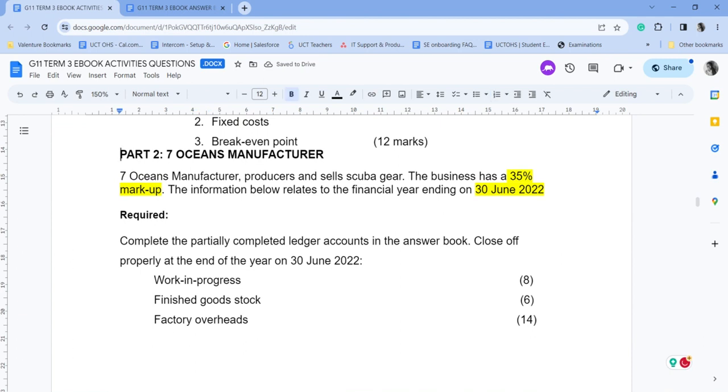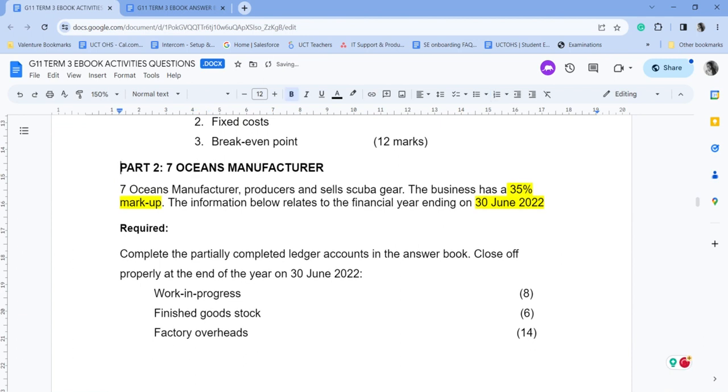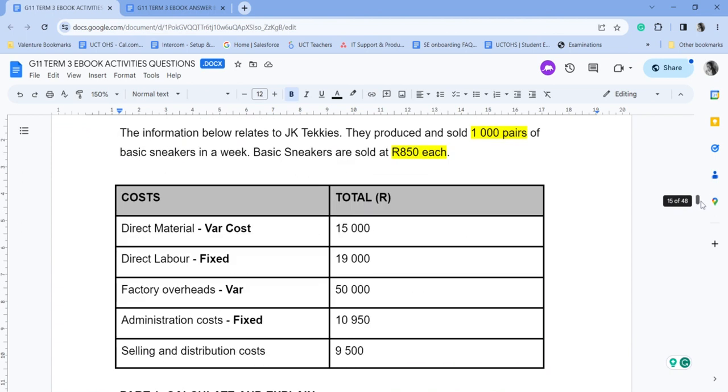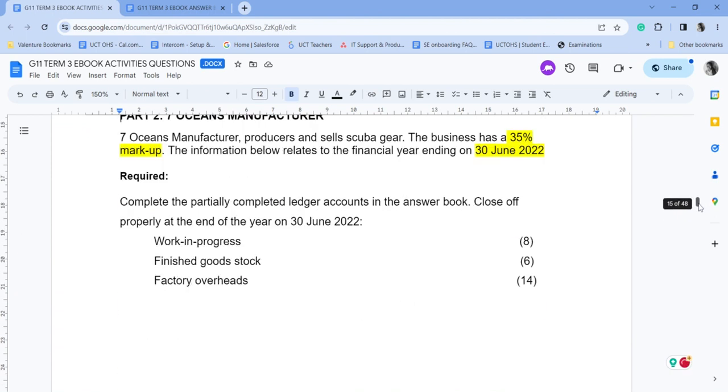Part two is saying Seven Oceans manufacturer. Remember, these are two different questions. The one at the top that we were doing was for JK Techies. This one produces scuba gear. So let's read: Seven Oceans manufacturer produces and sells scuba gear.